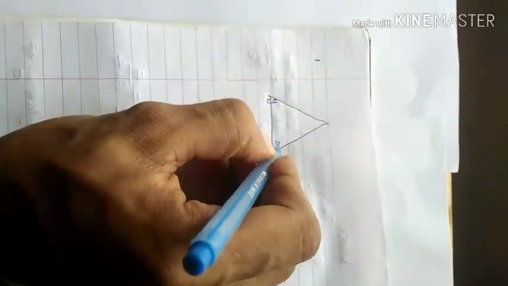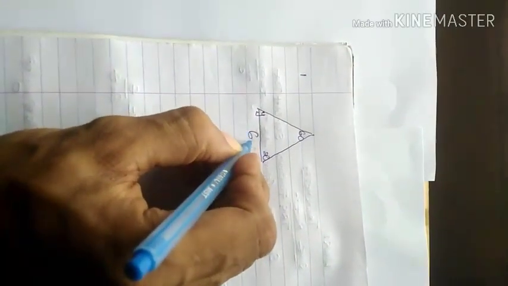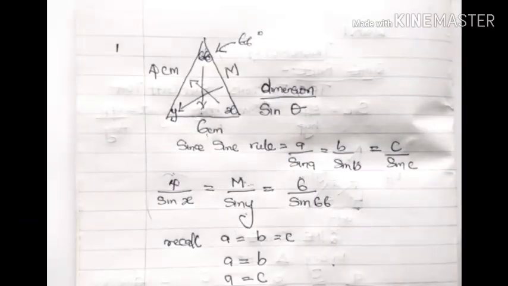We have a triangle here marked with 66 degrees at the top and y and x angles at the bottom, with dimensions 6 cm and 4 cm at the sides respectively. We had to introduce the dimension m so as to make use of our sine rule. Remember, the sine rule states dimension all over sine of the angle.